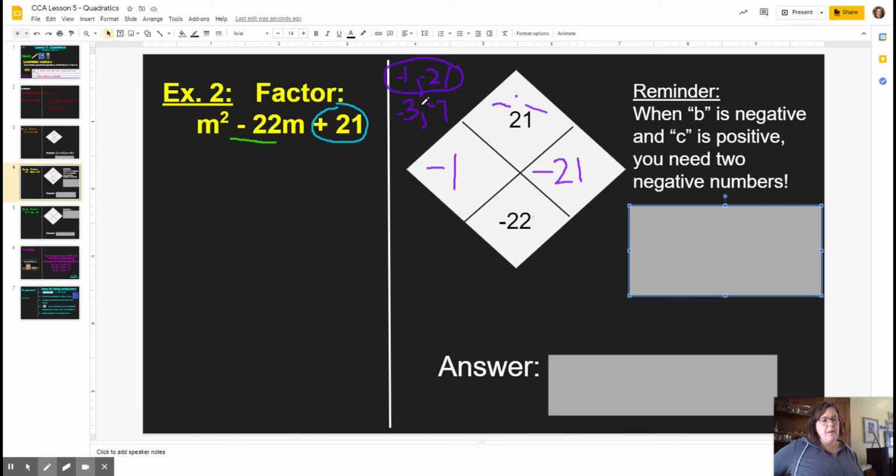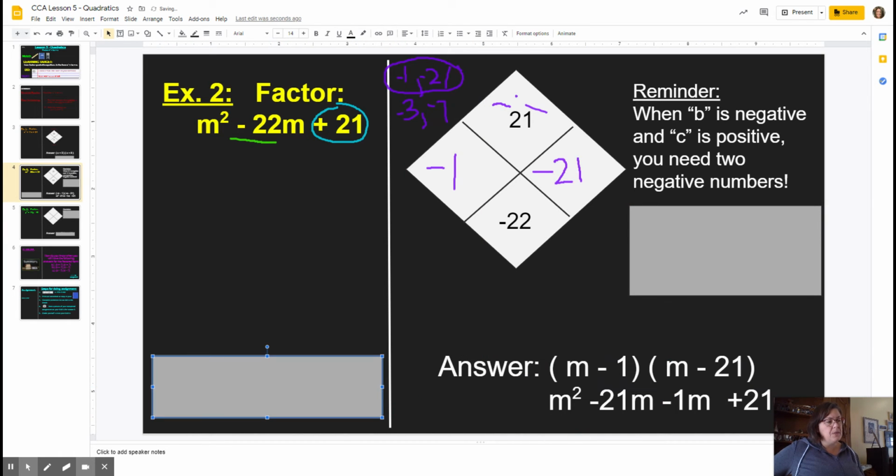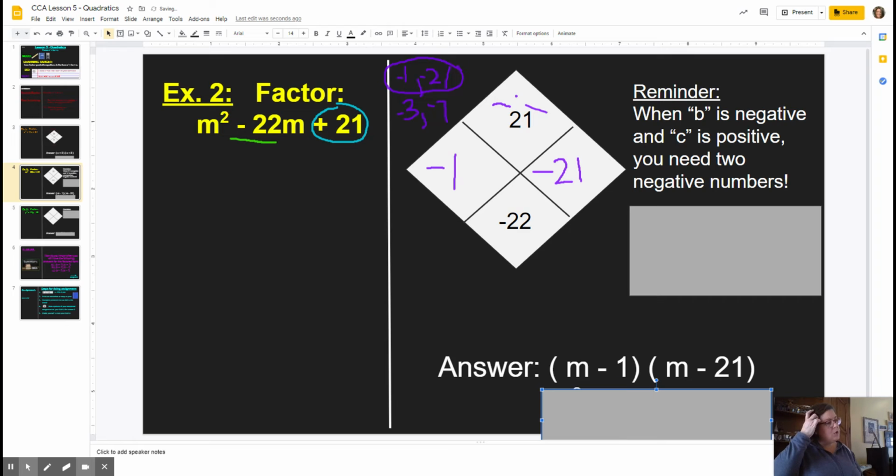So again, once you have that information filled in the diamond problem, since there's a plain m squared here, there's nothing in front. You're simply going to set up two sets of parentheses. I forgot I was going to show you how you can check your answer. You're going to set up two sets of parentheses. Notice how they each get an m, and then one of them gets the minus 1 and the other one gets the minus 21.